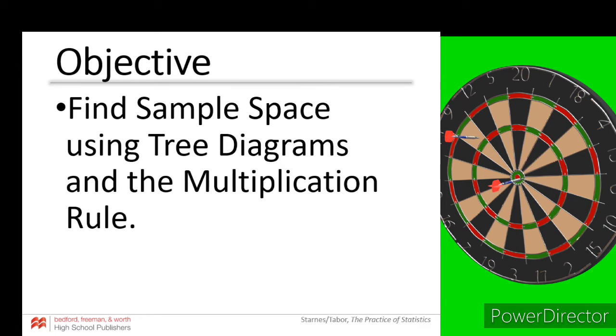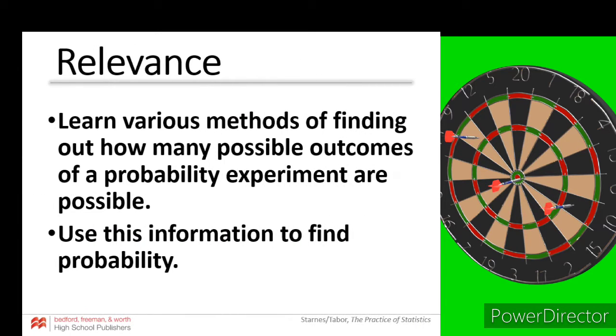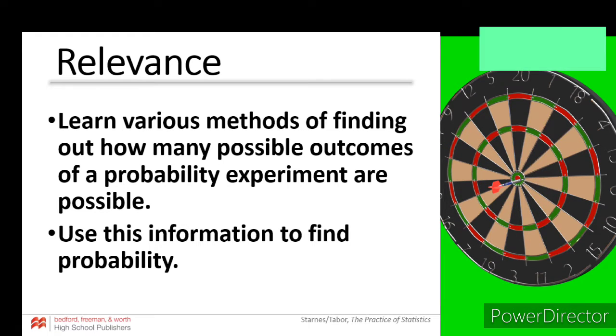And what is the relevance of this lesson? So, the relevance is learn various methods of finding out how many possible outcomes of a probability experiment are possible. And number 2, use this information to find probability. So, sa atin, akala natin hindi natin alam ang probability, but later on, you will realize, nagpapa-probability na pala ako. You're doing the probability procedures na pala in your daily living.